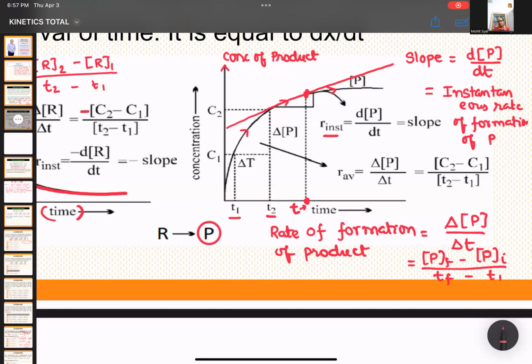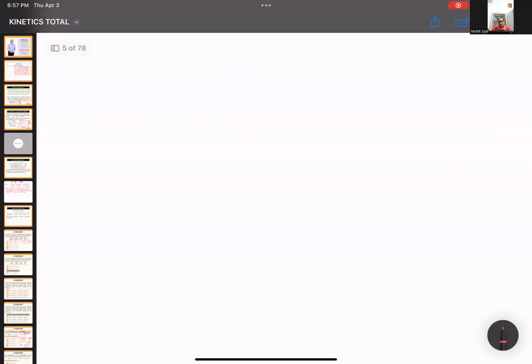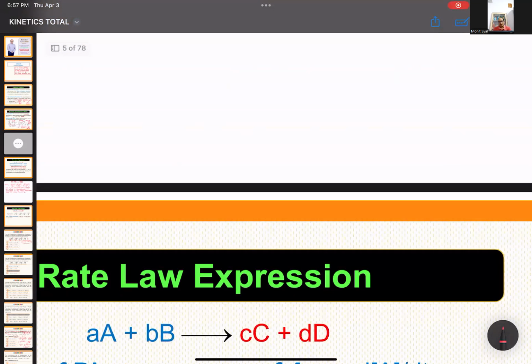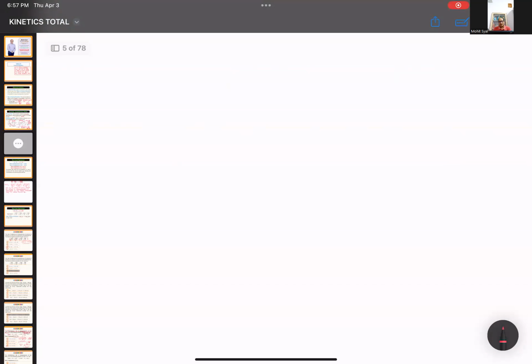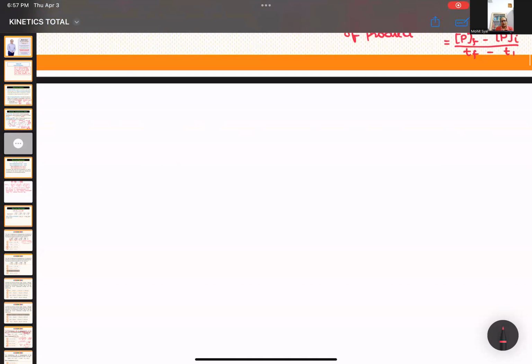Of the product P. Got it? So I hope this is clear. Yes. Okay. So this is how it is done. So you have average rate and instantaneous rate. Let me give you a question.